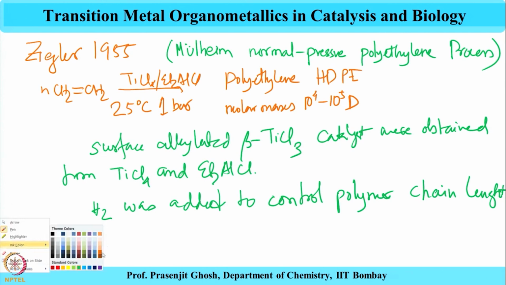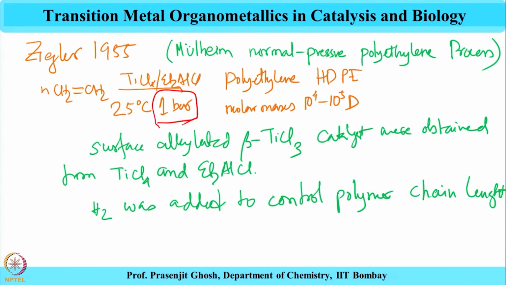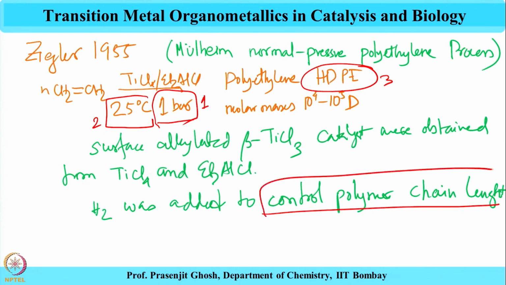Now, what are the advantages? Advantages of Ziegler-Natta polymerization, let me just highlight. The first thing is that it could produce at very low pressure. This is the number one advantage. Second thing is that the temperature is also at room temperature, ambient condition. So, this is the second advantage. Third advantage is it was producing high density polyethylene which is almost linear, with almost no branching. And fourth advantage is the control of polymer chain length by adding hydrogen.